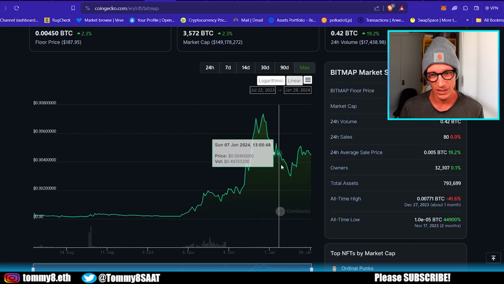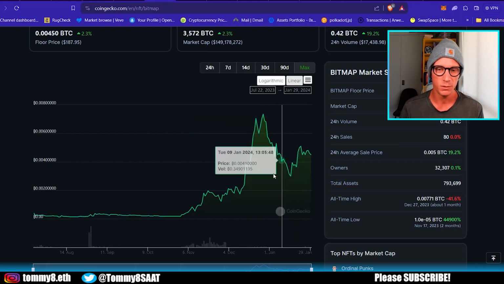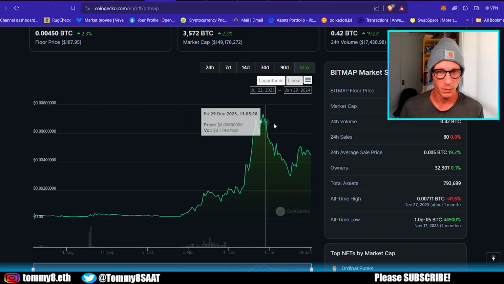And then literally we had a pullback, and then this was the time when I was like, right, now it's a good time to accumulate after this leg up. But it's not because the price has gone up I want to accumulate. It's because of the possible future, like the endless possibilities that can happen with holding a bitmap.